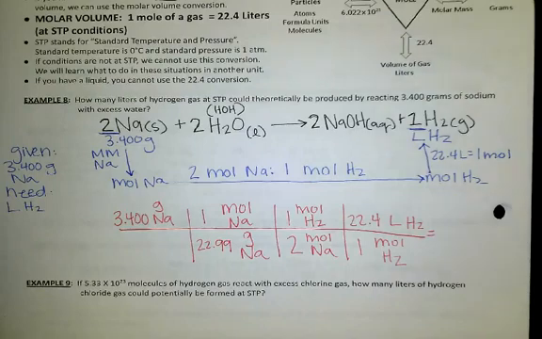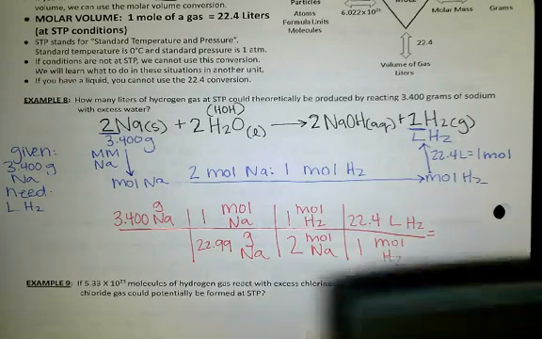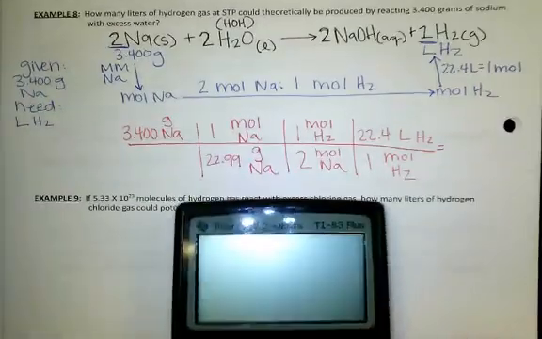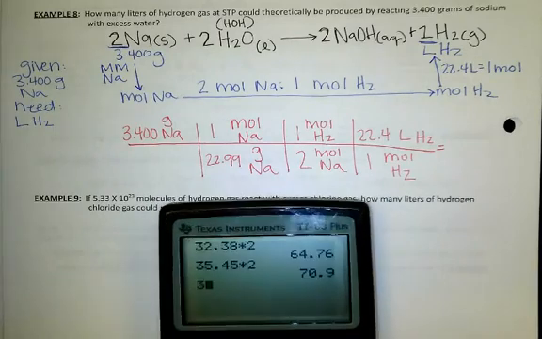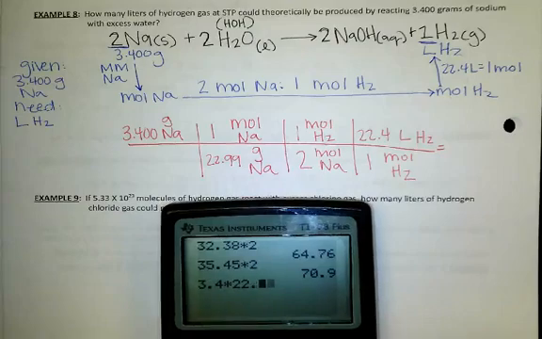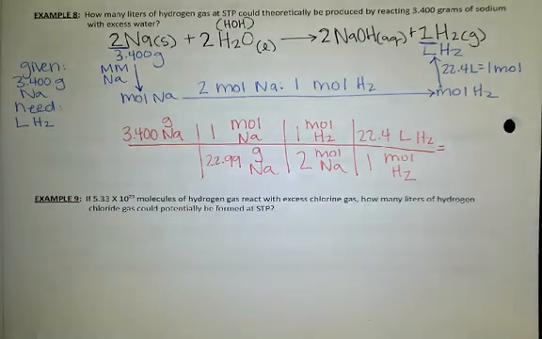Okay, so now we are going to calculate this. So we are going to multiply across the top. So we're going to do 3.4, let me push this up. Okay, so we'll do 3.4 times 22.4. So that gives me 76.16 on top.